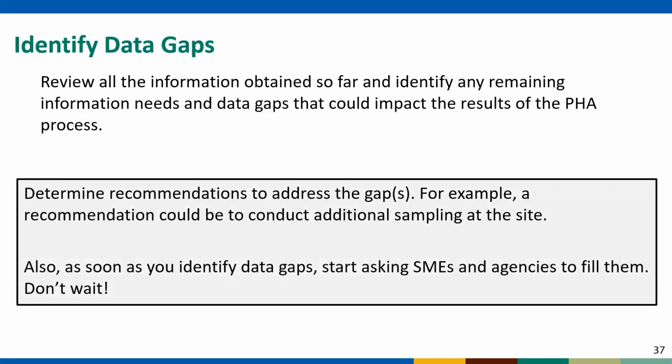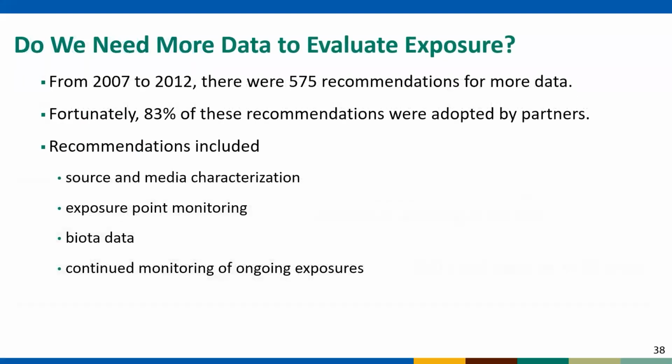Based on this and the information you've reviewed, you will need to identify whether there are any data gaps that could impact the results of the PHA process. You will determine recommendations to address and to fill these data gaps. For instance, you may suggest additional sampling to be conducted. As soon as you identify the data gaps, share them with your SMEs and colleagues at agencies that can help fill the missing information. At this point, we should ask ourselves, do we need more data to evaluate exposures?